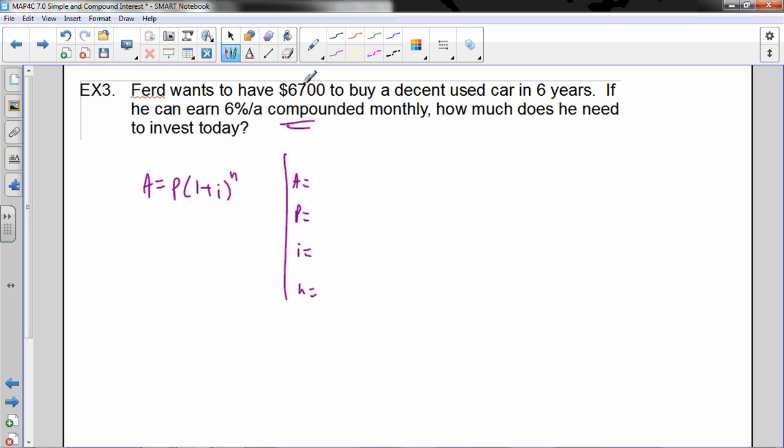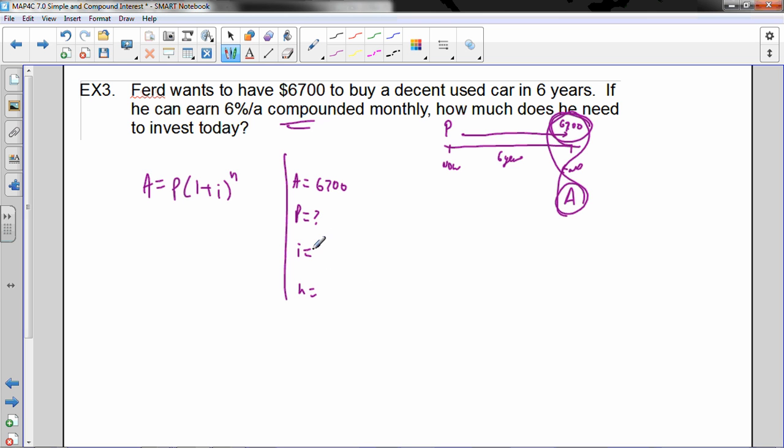But this $6,700, notice if I think of right now, this is now, and this is at the end, right? This $6,700, is it now or is that at the end? Wants to have $6,700 to buy a decent car in 6 years. So this is 6 years gone by. He wants the $6,700 at the end. So what does that mean? That is the amount at the end, right? Here, the amount right now, how much does he have to invest, is the principal, right?